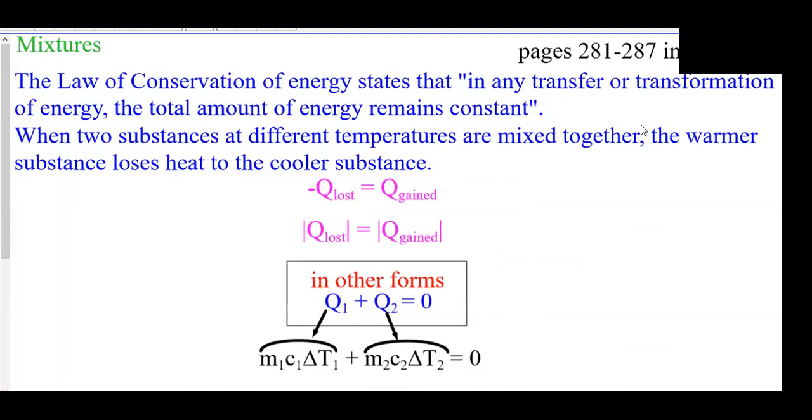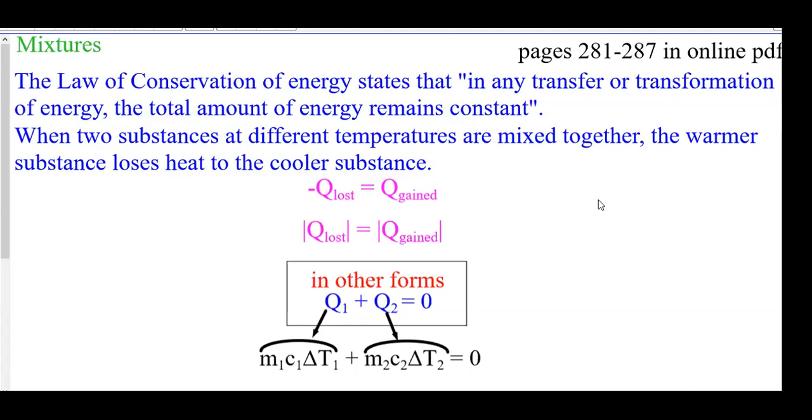So last class was all about specific heat capacity. Now I'm going to show you where that comes into play, and that's when you take two substances and mix them together. The law of conservation of energy states that in any transfer or transformation of energy, the total amount of energy remains constant. So that means if you add a hot substance to a cold substance, the hot substance is going to lose its heat energy to the cold substance. So the cold substance will gain that heat energy. And while the hot substance cools off, the cold substance gets warmer.